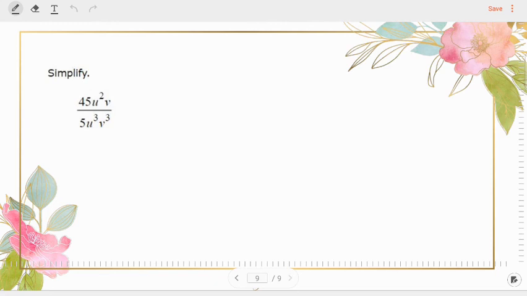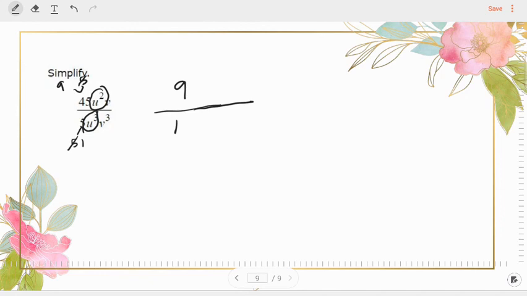All right, last example. 45 over 5 simplifies to, now you can use your calculator again, or 45 splits into 9 and 5. 5 splits into 5 and 1, or just 5. My common factors of 5 cancel out, and I'm left with 9 over 1. Then u squared and u cubed. Remember, we're looking at the same variables.